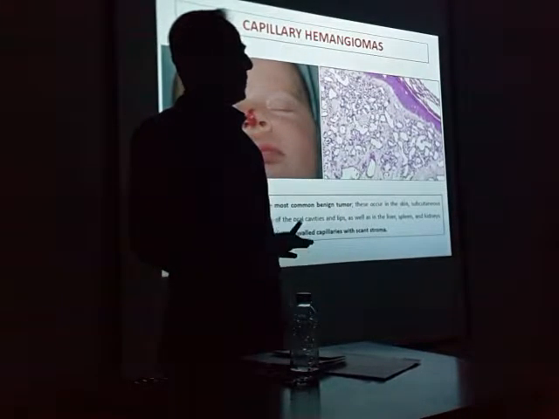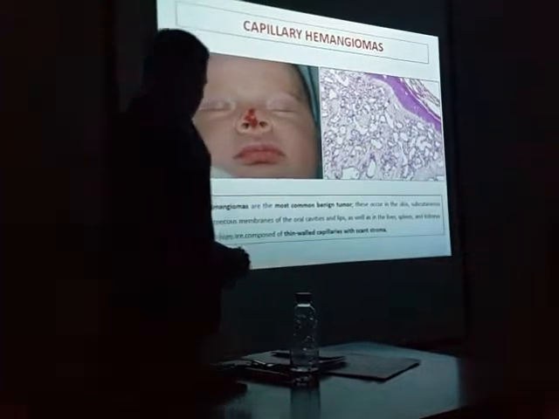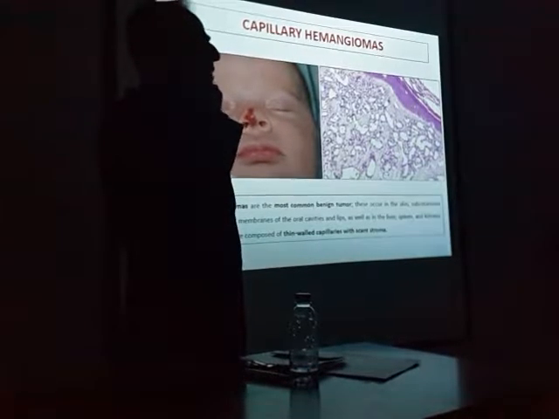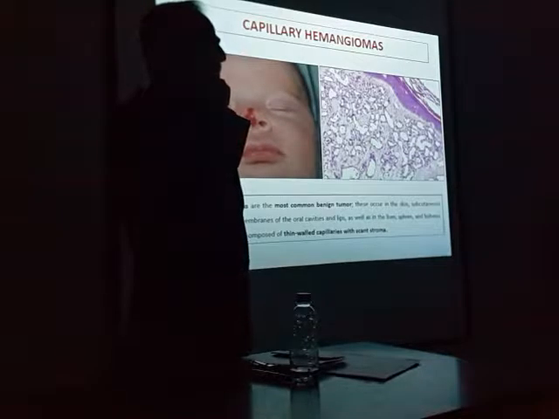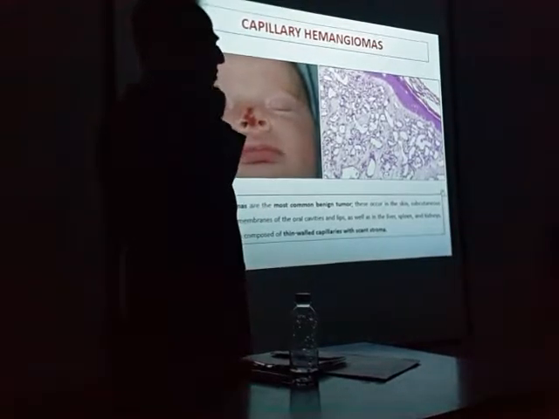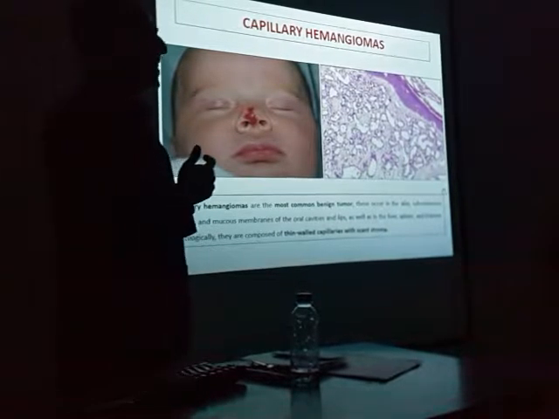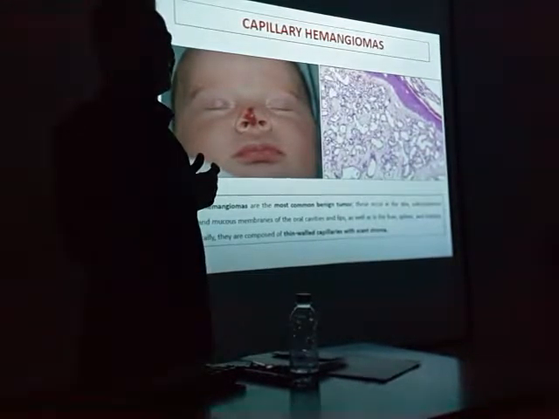Okay, clear? So I have my son also having capillary hemangioma here from birth. But I hope from up to 5 years it will go off. My son. But it's Inshallah. Inshallah.